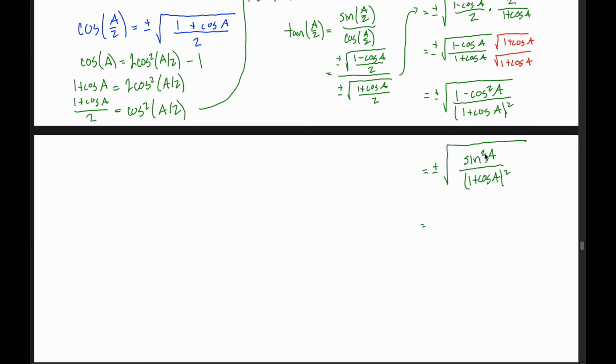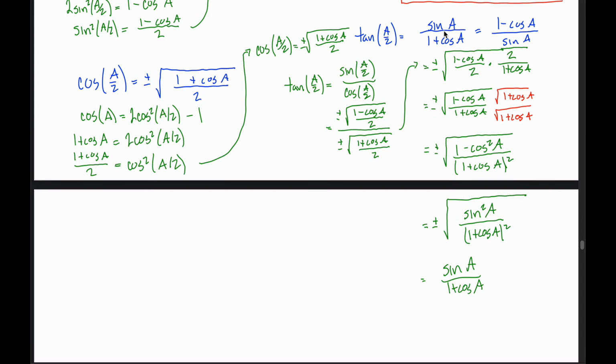When you take the square root of something squared, it's not just that they cancel, you get the absolute value of that thing. It can't possibly be negative. So that takes care of this plus or minus as well. The plus and the minus are gone, the squareds are gone, and the square root's gone, and I'm left with just the sine of A divided by 1 plus the cosine of A. That was one of the two forms that I want.